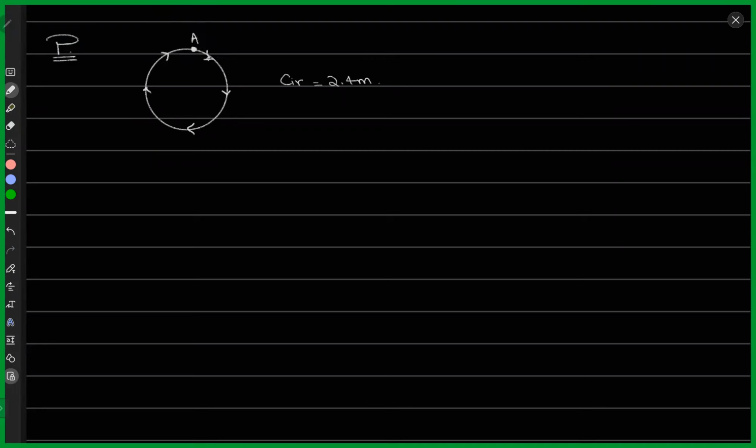So we're given that this train covers this entire circumference in some time, which is 4.8 seconds. So the train covers the entire distance of 2.4 meters in 4.8 seconds. First, let's try to compute. Our goal was to understand the difference between speed and velocity. So first, let's compute the average speed in this problem. So how would you compute the average speed in this case?